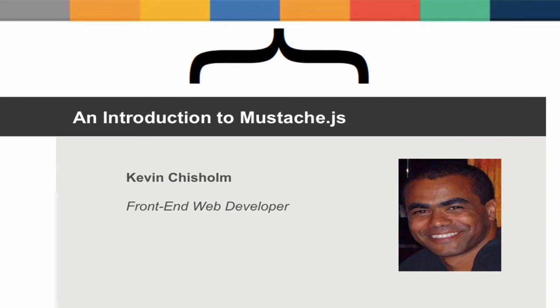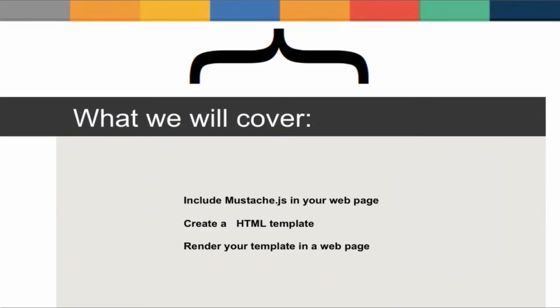In this video, I'll introduce you to Mustache.js, a popular JavaScript templating library. Mustache.js makes it significantly easier to separate data from presentation, allowing you to write code that is easier to understand, maintain, and extend. Over the next several minutes, I'll show you how to download Mustache.js and include it in your web page. I'll also walk you through the basics of creating an HTML template that will consume your data and then rendering your template in a web page.